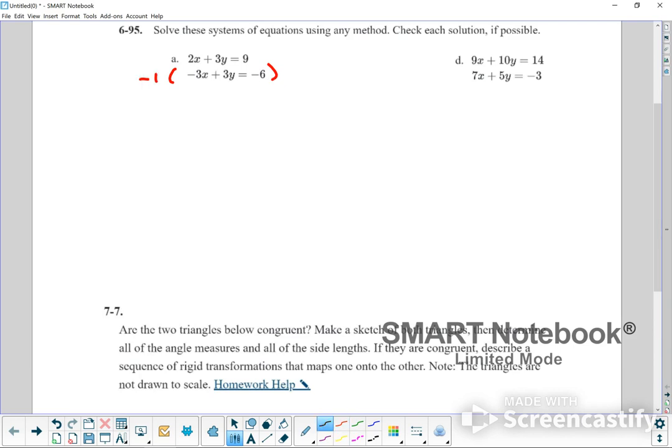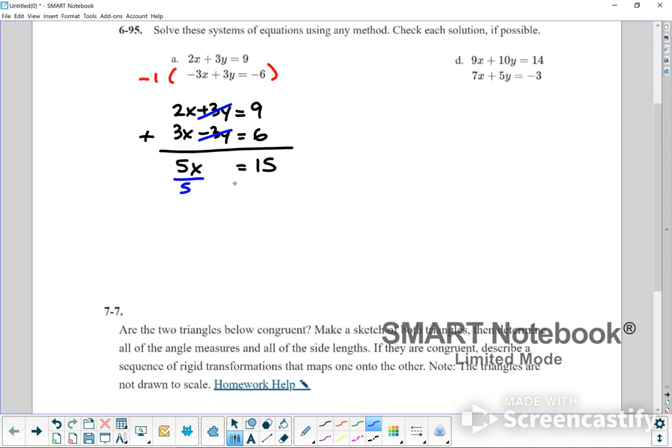And that's going to make my top equation, you're going to leave it alone. So that's going to leave my top equation as 2x plus 3y equals 9. And my bottom equation is now going to be 3x minus 3y equals 6. And from there, I can add it. And these are going to cancel out, which is what I want. And I will have 5x equals 15. And divided by 5 gives you x equals 3.